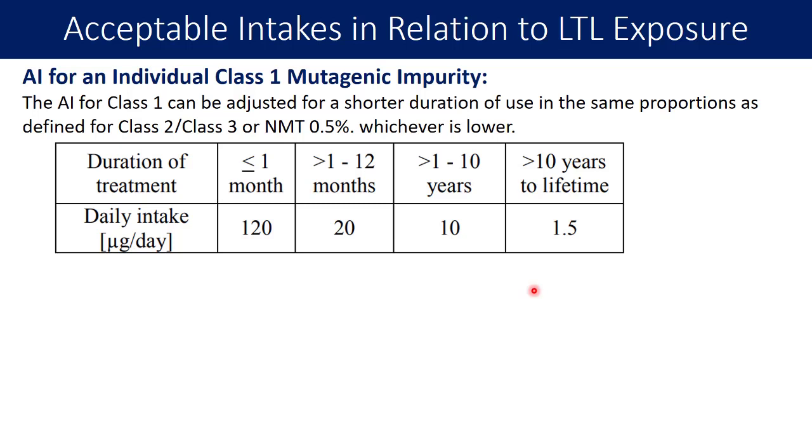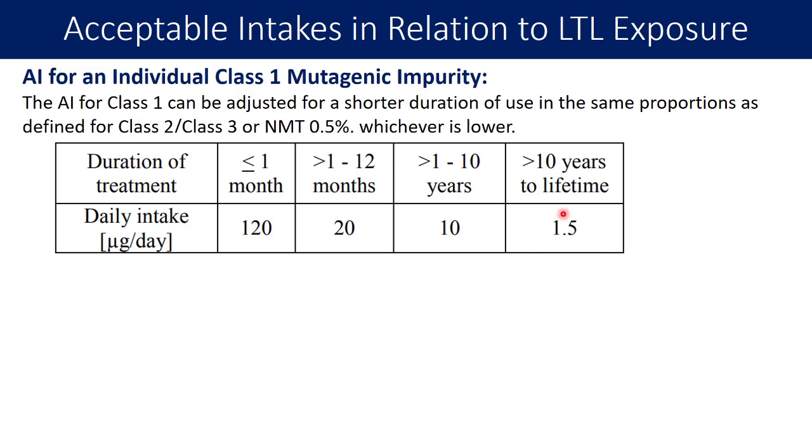So if you look at the table below now, you will find that in case lifetime exposure is possible, then the acceptable intake for the impurity is 1.5 microgram per day. And in case the acceptable intake is 1.5 micrograms per day, then if the same drug product has a treatment duration of around 1 to 10 years, then 10 micrograms per day can become the acceptable intake.